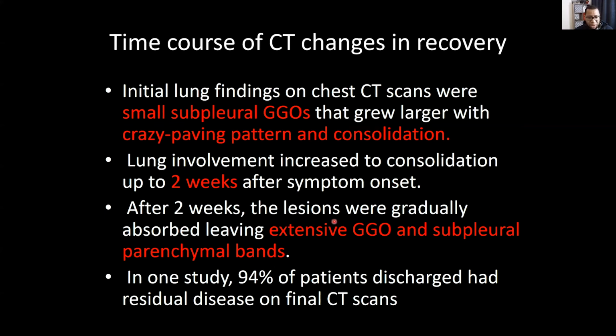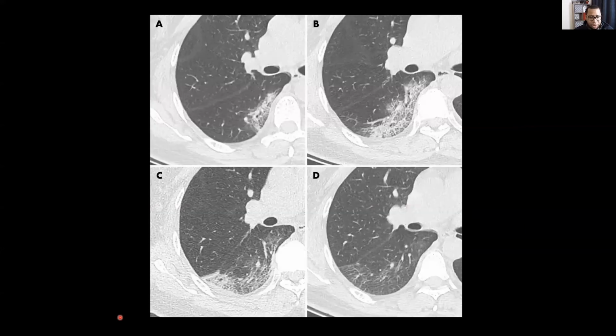And then after 2 weeks, the lesions were gradually absorbed, leaving some ground glass opacities again, some of which represent fibrosis, some scarring, and some subpleural parenchymal bands. So in one study, about 94% of patients discharged had residual disease in final CT scan. So, you know, when you see some opacities on CT scan, it's important to understand the clinical picture, right? So it doesn't always mean that the patient is having active disease. It could be a resolution from disease.